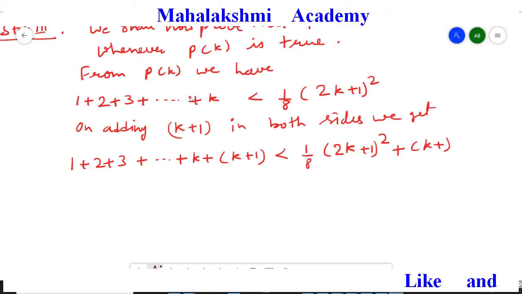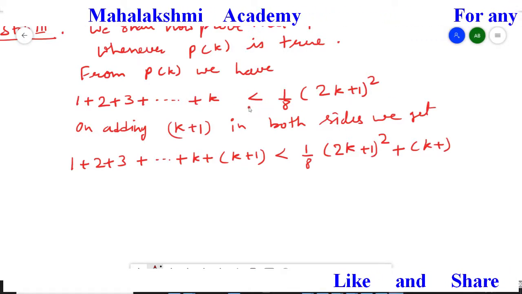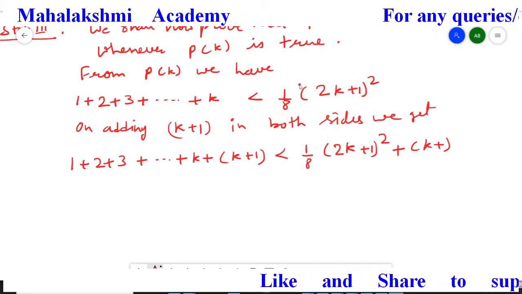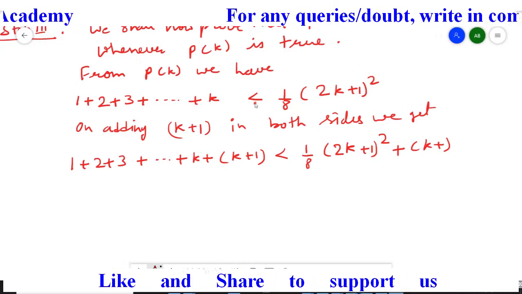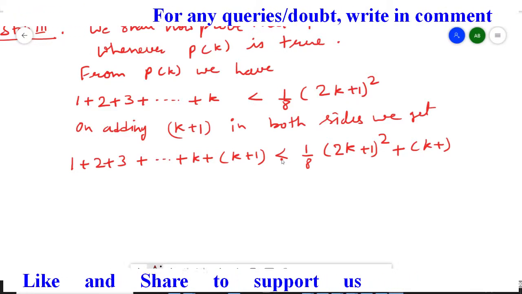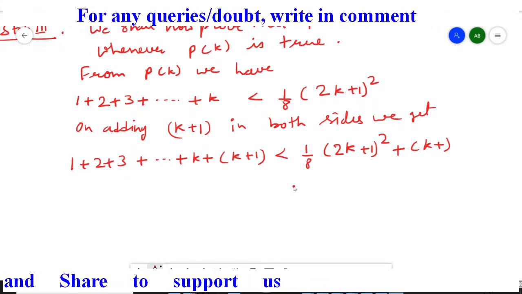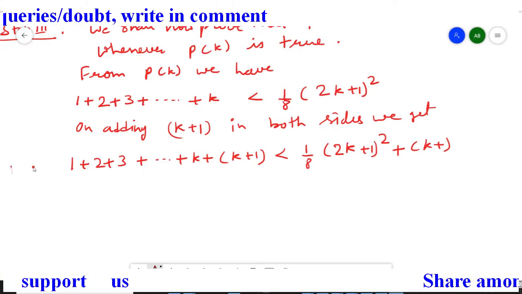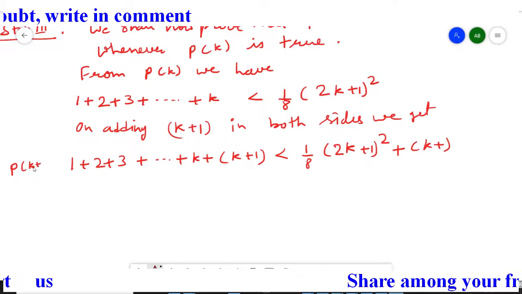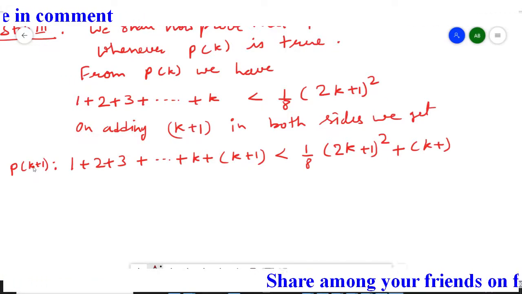So here this inequation is true, we assumed. So in this inequation, if you add the same thing in both the sides, it's not going to affect the inequation, it is going to remain less than only. Now this statement is converted to Pk plus 1. So we'll write here P bracket k plus 1. So this is the Pk plus 1 statement.